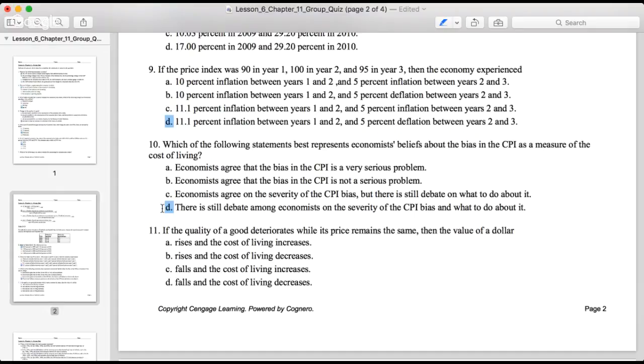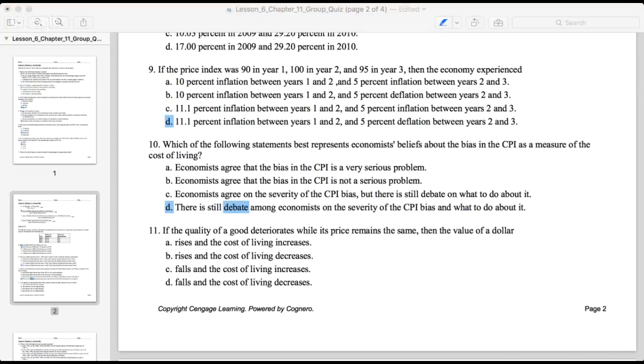Okay, both of them got that, of the CPI basis and what to do about it. The difference between both is one says the economists agree, and the other one says there's still debate, and the book says there is still debate. So I guess it would be D. That's right. Thank you.